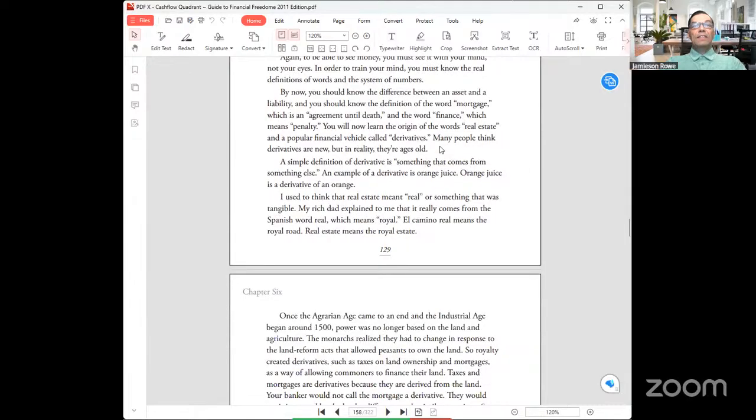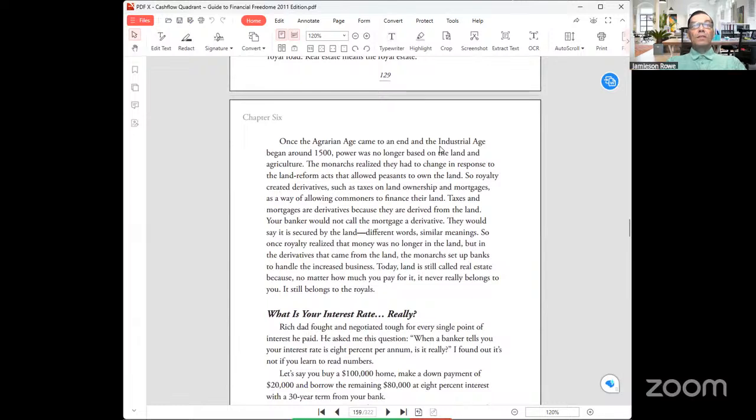I used to think that real estate meant real, or something that was tangible. My rich dad explained to me that it really comes from the Spanish word real, which means royal. El Camino Real means the royal road. Real estate means the royal estate.